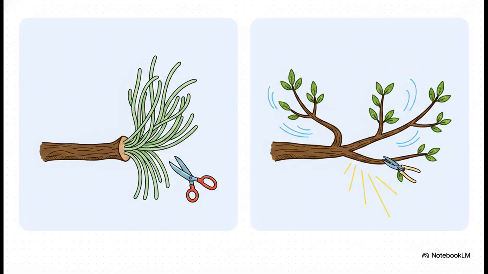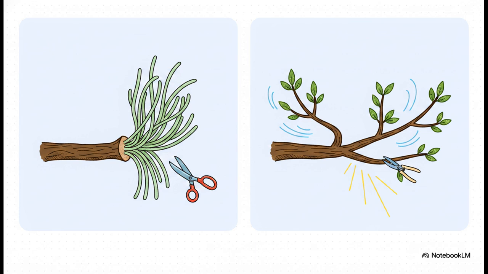Here, you remove a branch entirely at its point of origin. But to do this correctly and support long-term tree health and structure, you must use the professional three-cut method. Let's break it down. First, look closely at the branch attachment. Identify the branch bark ridge. That's the raised, rough line of bark where the branch meets the trunk. Then find the branch bark collar, that slightly swollen, thicker area right at the base of the branch.